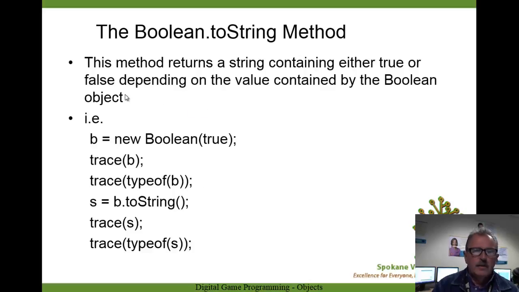So there are some methods assigned to this as well. Here's a method called the toString method with Boolean, and you can see that it returns a string containing either true or false depending on the value contained by that Boolean object. So it's best shown with an example. Go ahead and type this example up in Flash right now.